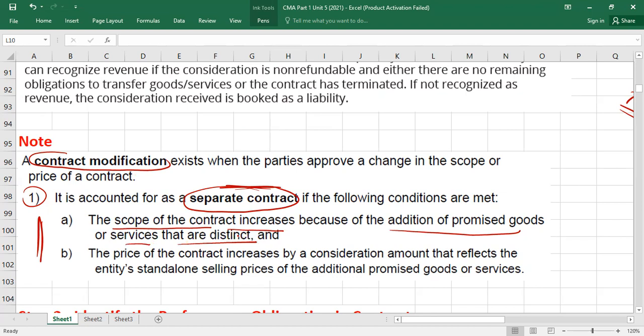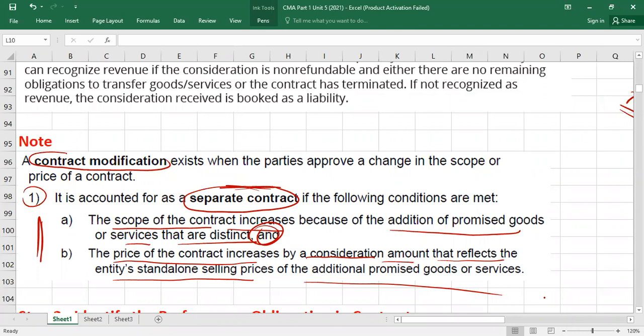But just assume the scope has changed. And the word here is what? Not or, and. It means both conditions should be met, right? Second, the price of the contract increases by the consideration amount that reflects the entity's standalone selling price of the additional promised goods or services. Like that, the contract price has changed with the value of the additional promised obligation. Understood? If both scope and price change, what will we say? It is a new contract. Otherwise, what will we say? It is a modification to the existing contract.